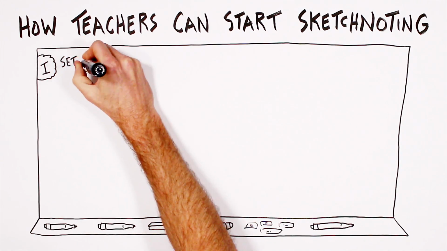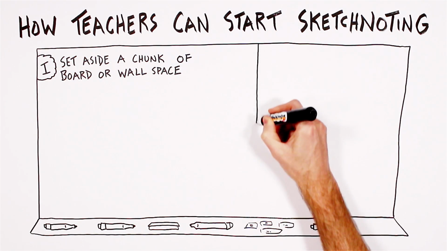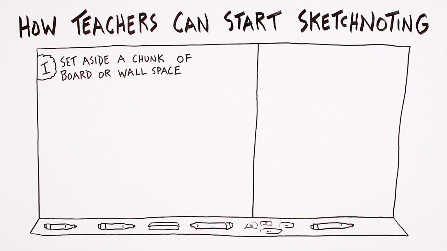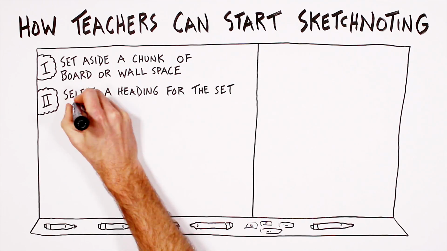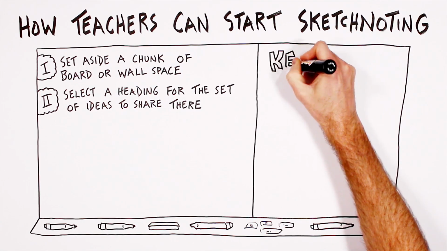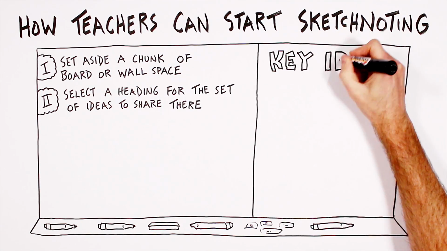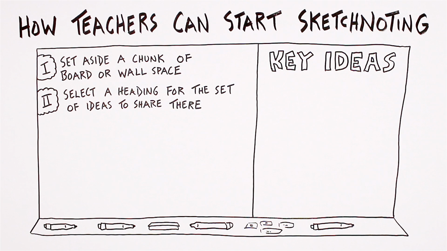Start by setting aside a chunk of board or wall space. This will be a dedicated spot in your classroom to highlight some important ideas, specifically using sketchnoting. Once you've set aside that space, select a heading for the set of ideas that you'd like to share there. So this could be the key ideas of the current unit, maybe some new vocabulary, or maybe even the core principles of your discipline, the concepts that you really want to hit home throughout the entire term or year. Below that heading will be a space for you to sketchnote out those ideas.